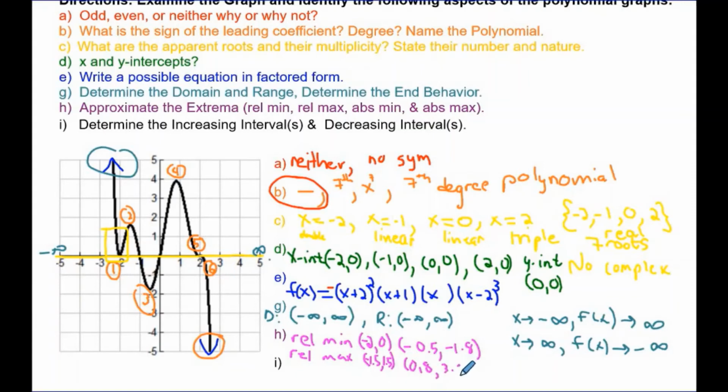All right, so now we're going to talk about the absolute minimums and maximums. You have to list these relatives. But if the end behavior says it goes to infinity and negative infinity, that means there is no absolute max, because it goes to infinity. So the absolute max, in effect, does not exist. There's also no absolute min.